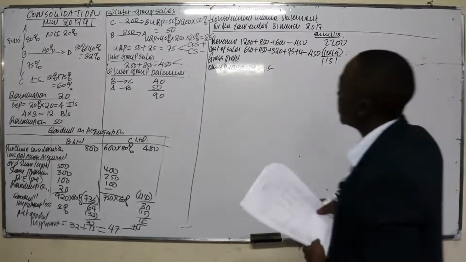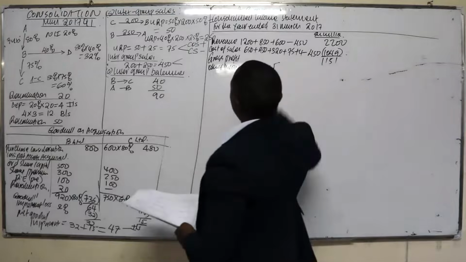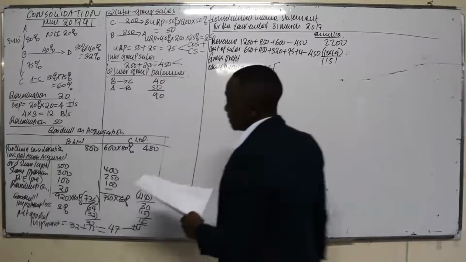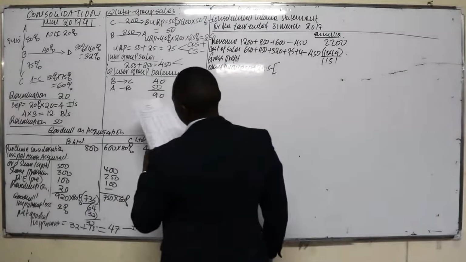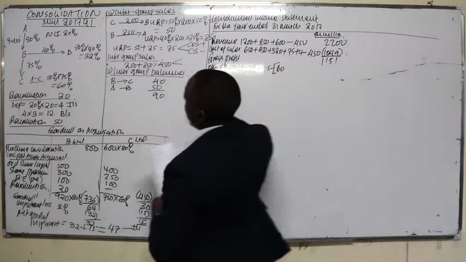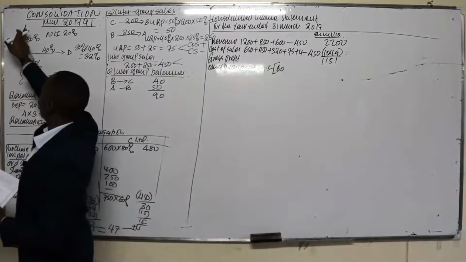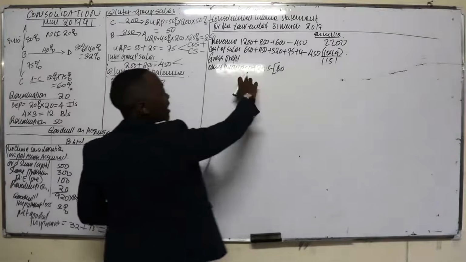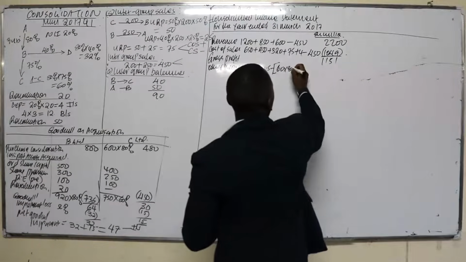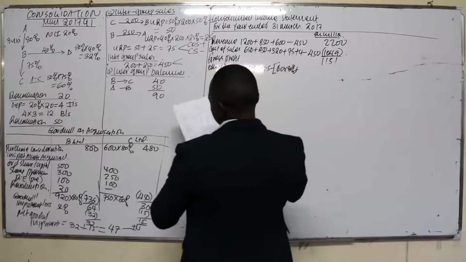And for intergroup transaction, let's eliminate that. How much dividend did B pay? B paid 60. If B paid 60, 80% will go to A. So that means it was included as part of other income in A. So 60, 80%.